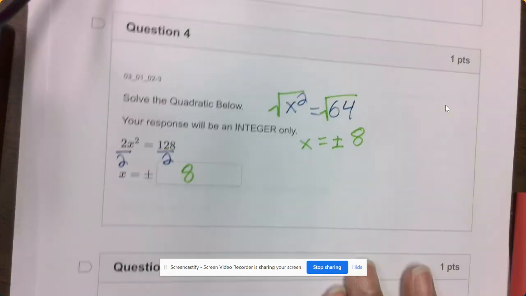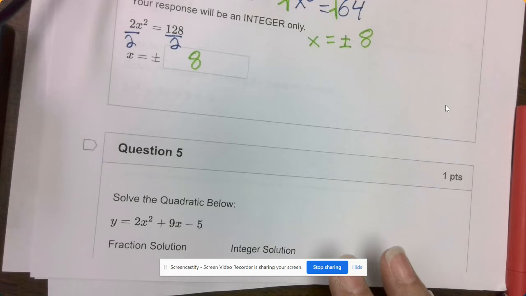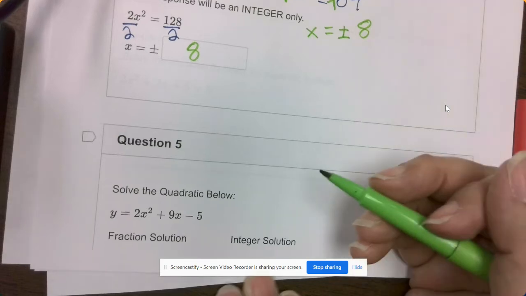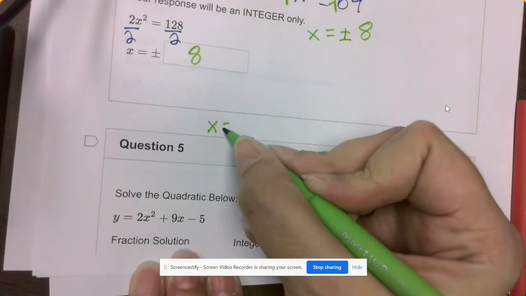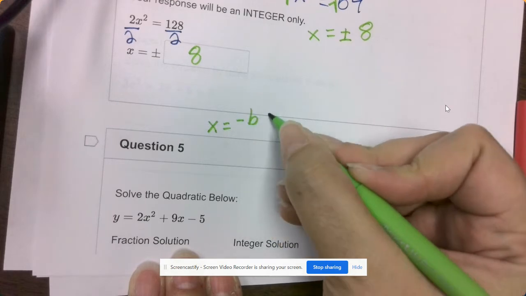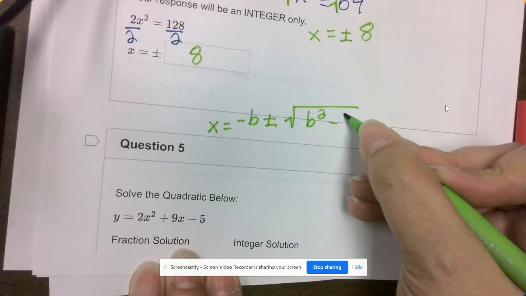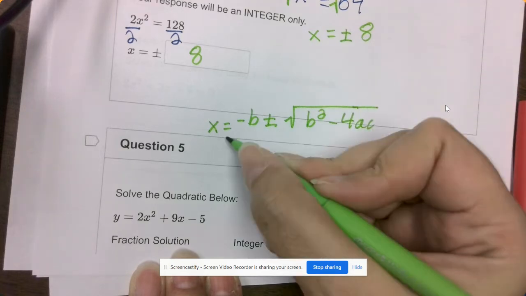We're going to solve the quadratic equation below. Everybody, with these, you can use any method that you want to. It says fraction solution and integer solution. So you can factor it if you want to. You can use the quadratic formula. I like using the quadratic formula. It always works. x equals minus b plus or minus the square root of b squared minus 4ac, all over 2a.